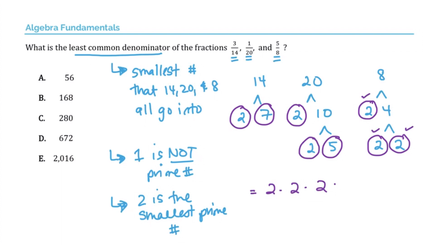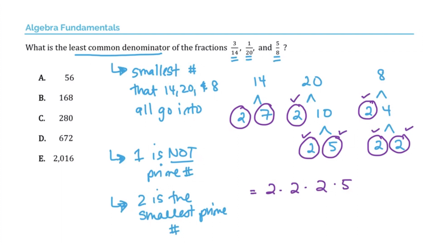Now, if we look at 20, a 20 needs 2 2's. Well, guess what? I already have 2 2's ready to go. I have an extra one, right, which I needed for 8. So I don't need to rewrite those 2 2's because, again, they're already captured. But I do not have a 5, so I need to add a 5 to what I'm creating here as the smallest number they're all going to go into.